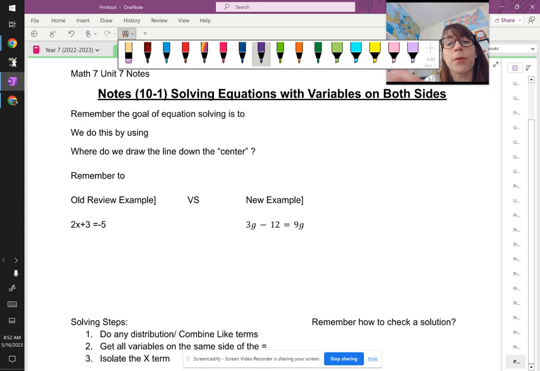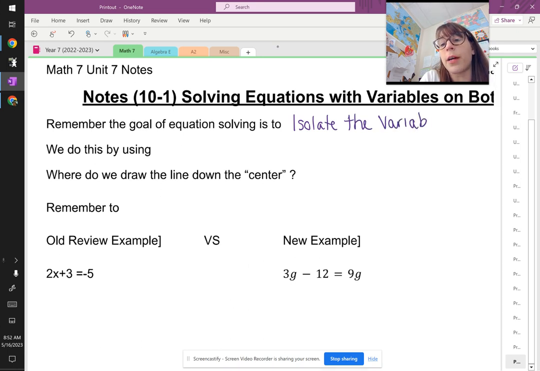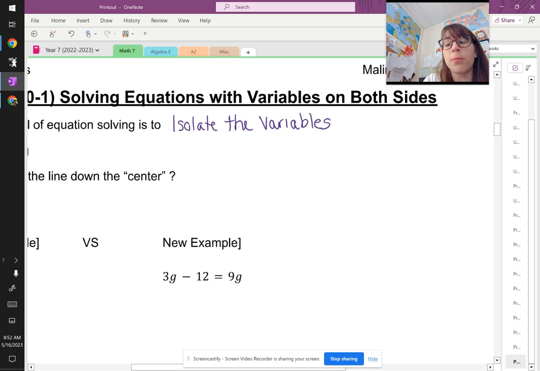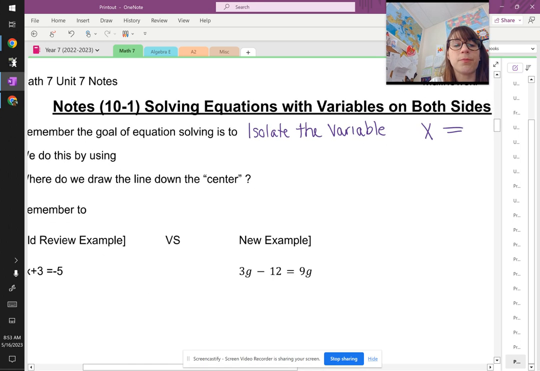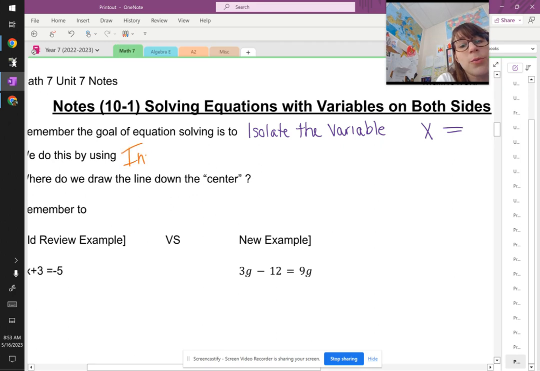So we need to remember back from our Unit 4, back in December, that the goal of equation solving is to isolate the variable. Remember I told you I was going to ask you that a billion times this year? Well, it's about to be happening more. Isolating the variable, not variables, sorry, tells you that you want that x equals to be by itself. It won't always be x, could be y, could be any variable. We isolate the variable by using inverse operations.